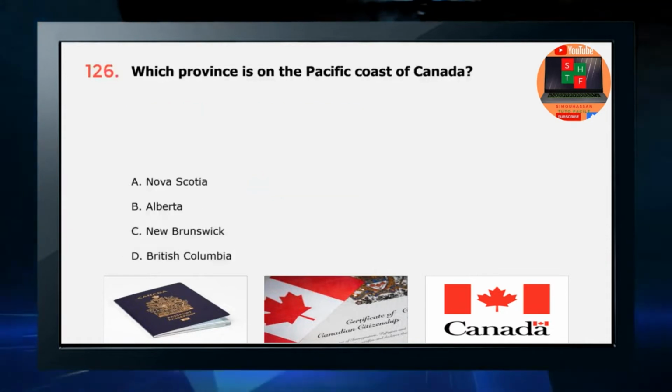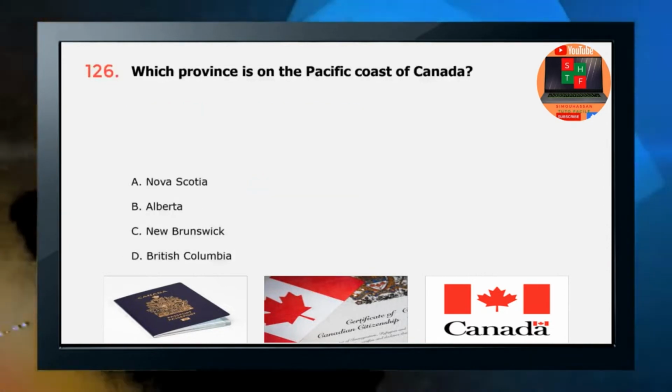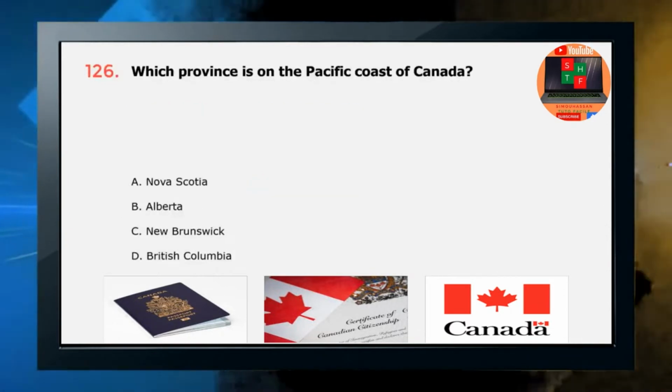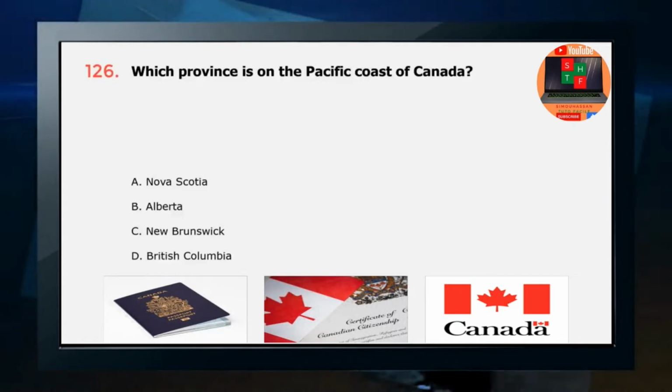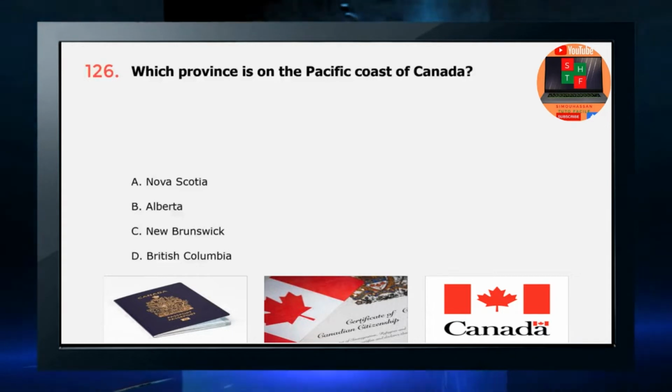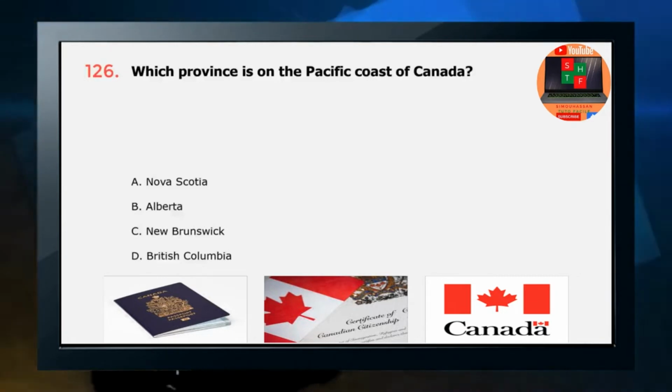Question 126. Which province is on the Pacific coast of Canada? A. Nova Scotia. B. Alberta. C. New Brunswick. D. British Columbia.